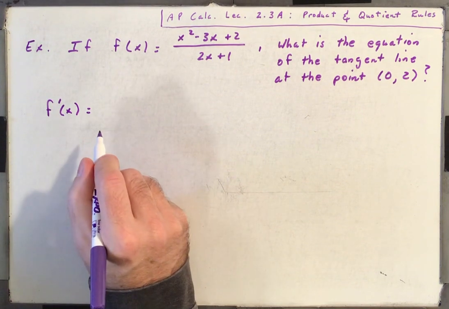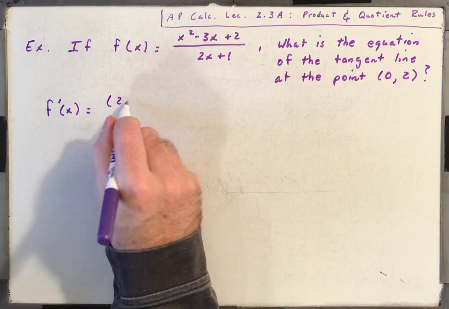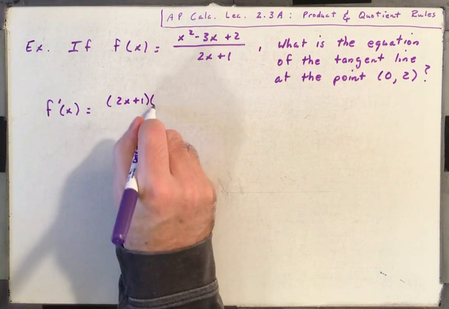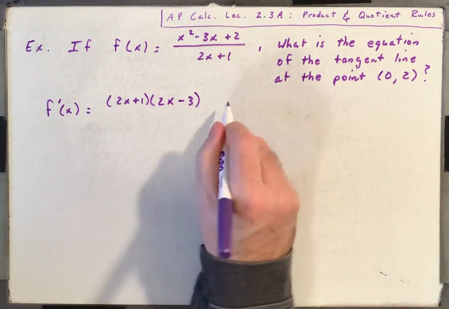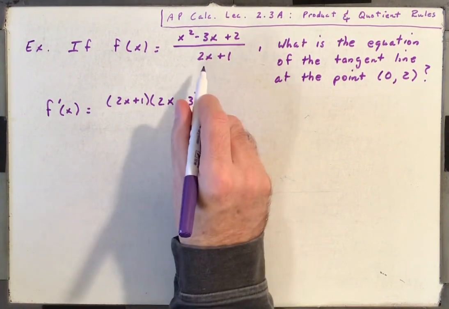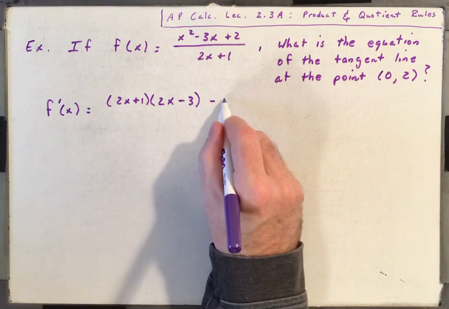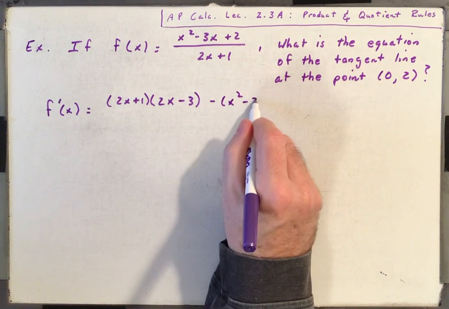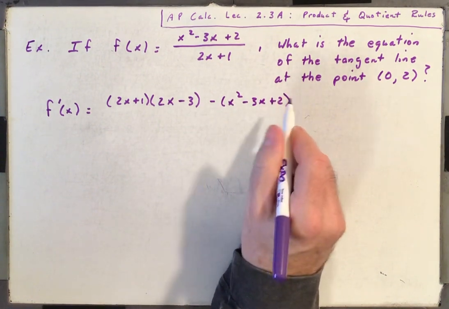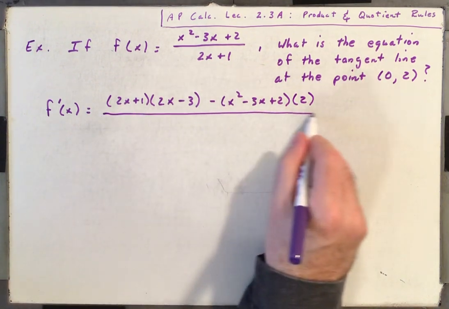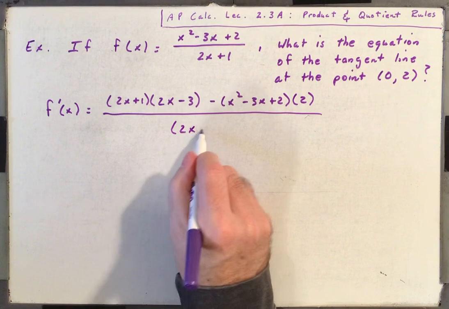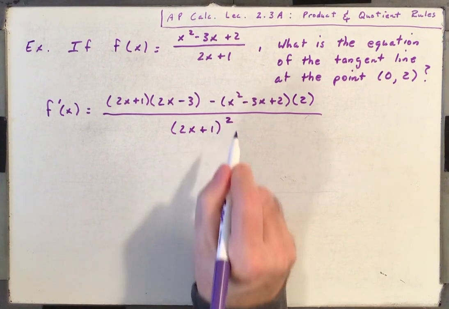Okay, we got the quotient rule. It's the bottom, 2x plus 1, times the derivative of the top. That'd be 2x minus 3. Minus the top, x squared minus 3x plus 2, times the derivative of the bottom. That's going to be 2. All over the bottom, 2x plus 1, all squared.